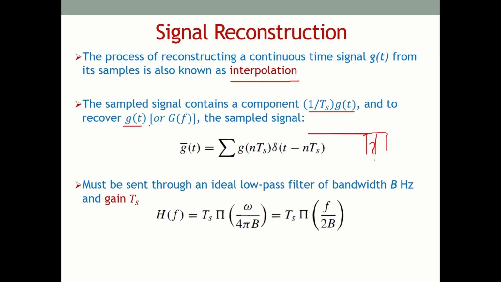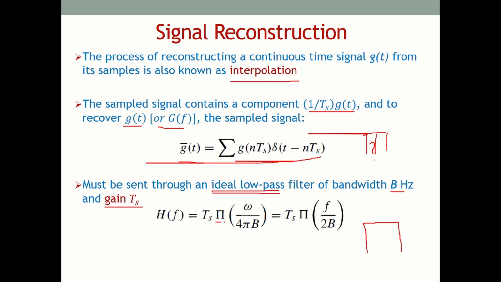And to recover g(t), or G(f), from the sampled signal, this is the sampled signal in time. It must be sent through an ideal low pass filter of bandwidth B, and the filter must have a gain of Ts, because in the sampled signal we have 1 over Ts. When it gets multiplied with Ts, we are left with 1. So this low pass filter, as we said previously, should have a rectangular shape. An ideal low pass filter has a rectangular shape.